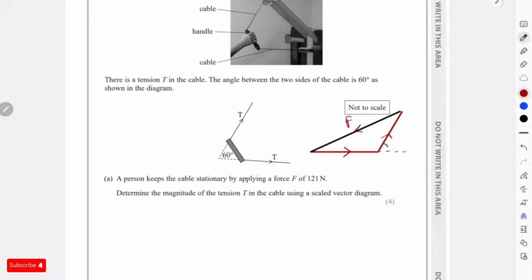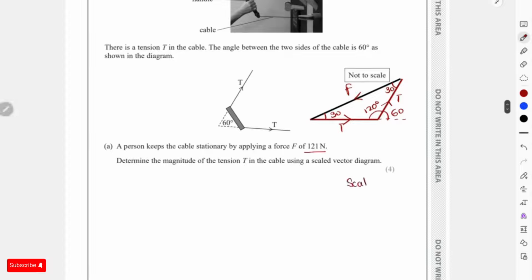If this angle is 60 degrees, that clearly makes this angle 120 degrees. If you focus on this triangle inside, the sum of angles in a triangle should be 180. With 120 at the center and the two lengths being the same, each of the other angles will be 30 degrees. For these 30 degree angles, you can use the cosine rule or sine rule to find the value for the tension. In this case you have 121 Newton. You're obviously not going to draw a line of 121 centimeters, so we'll do scaling.